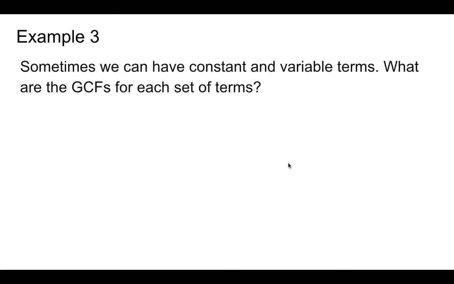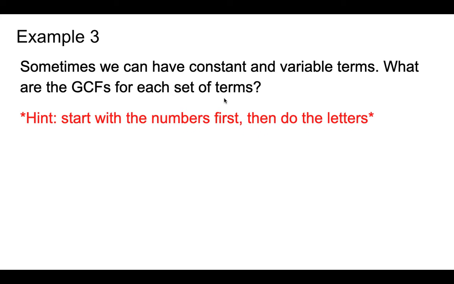Example 3 is putting them together. So sometimes we have a constant and a variable in a term. So what are the greatest common factors for each set of these terms? So you know how to find the greatest common factor of a number set, and you just learned how to find the greatest common factor of the letter sets or the variables.